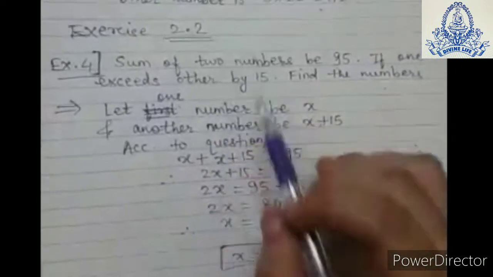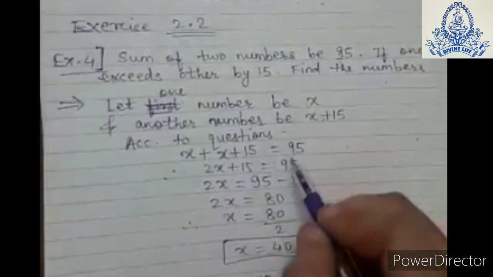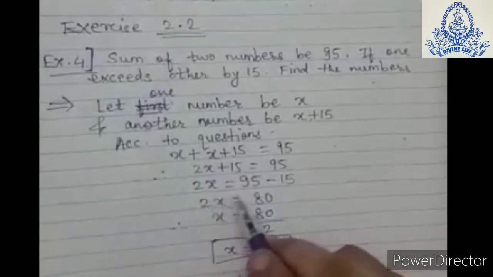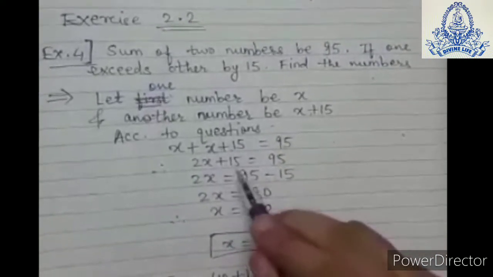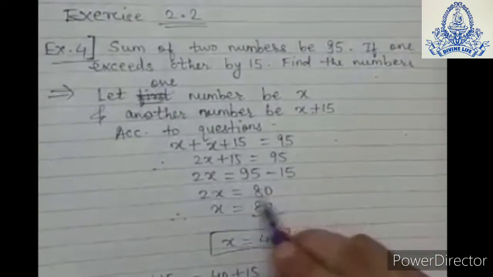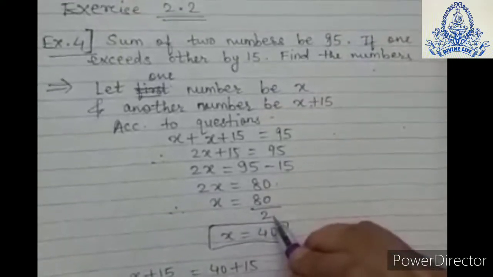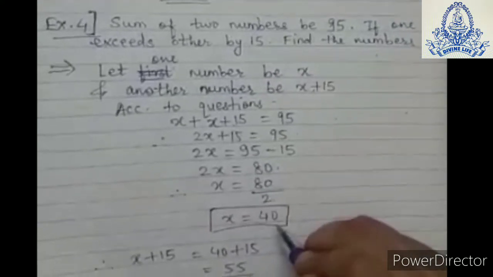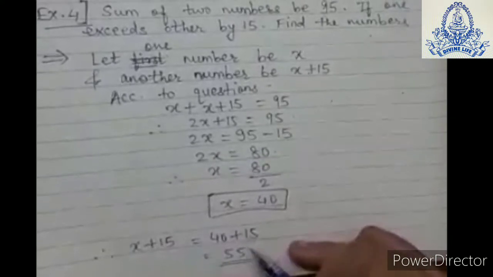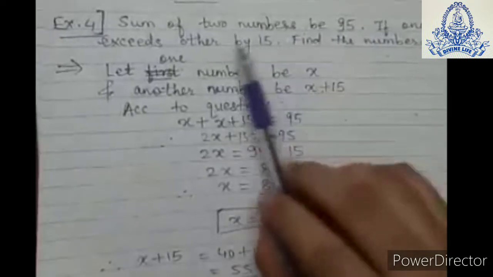So according to the question, the sum of the two numbers, that means x plus x plus 15, is equal to 95. So 2x plus 15 is equal to 95. 2x is equal to 95 minus 15, because we will transpose this 15 to the RHS. So 2x is equal to 95 minus 15, that is 80. x is equal to 80 upon 2, that is 40. So we have got one number. Another number is x plus 15, that is 40 plus 15 is equal to 55. So 40 and 55 are the two numbers.